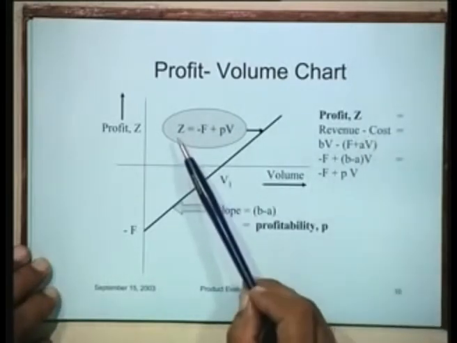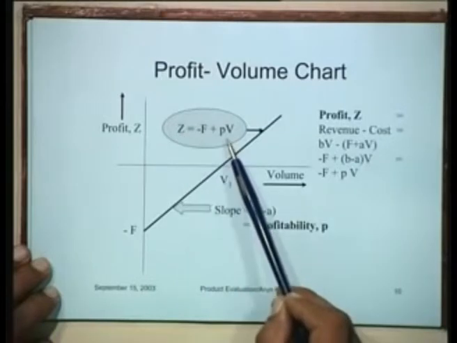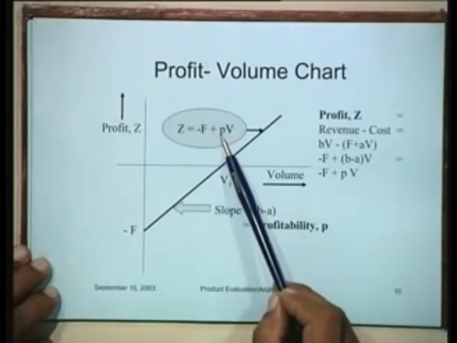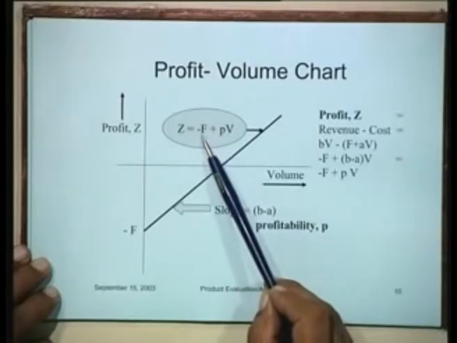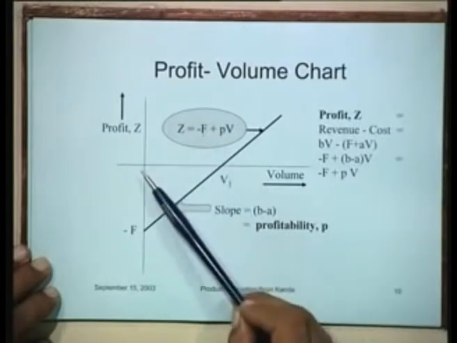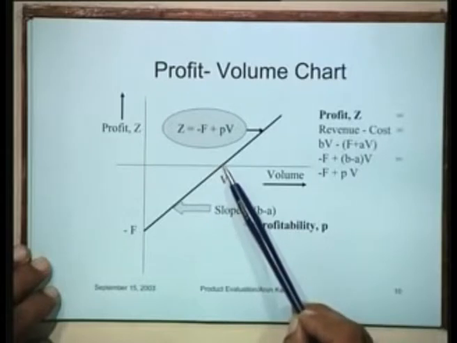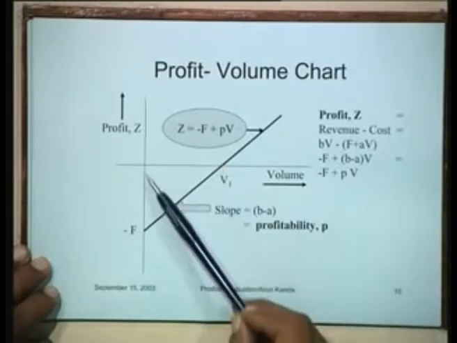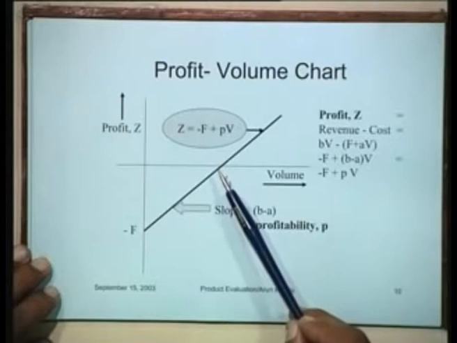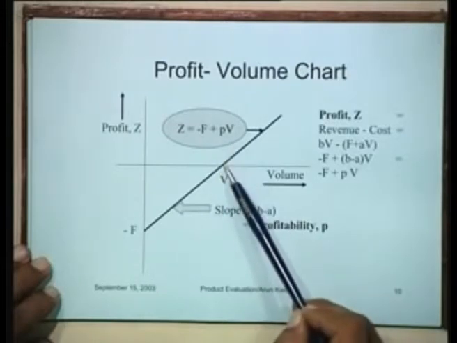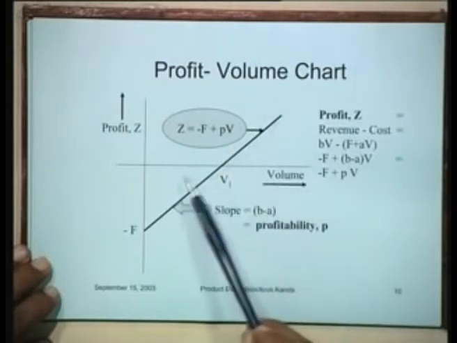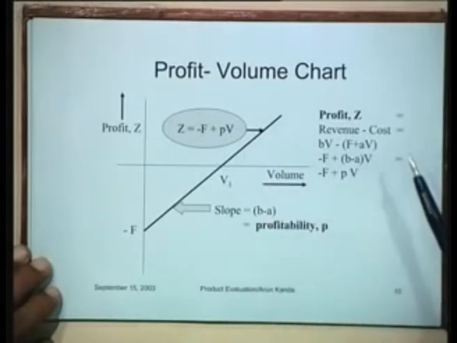So, we are relating the profit directly to the volume of sales. This is a constant and this is a constant. This is the negative of the fixed cost, which has to be recovered. That is why up to this volume you have no profit, because you are essentially recovering the fixed cost. And from this point onwards you have profits which are positive.